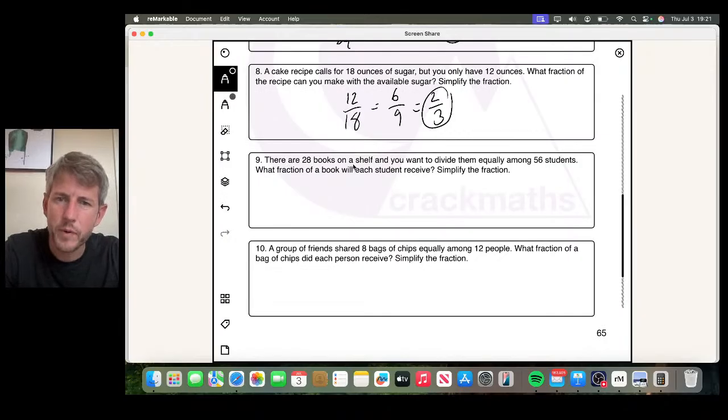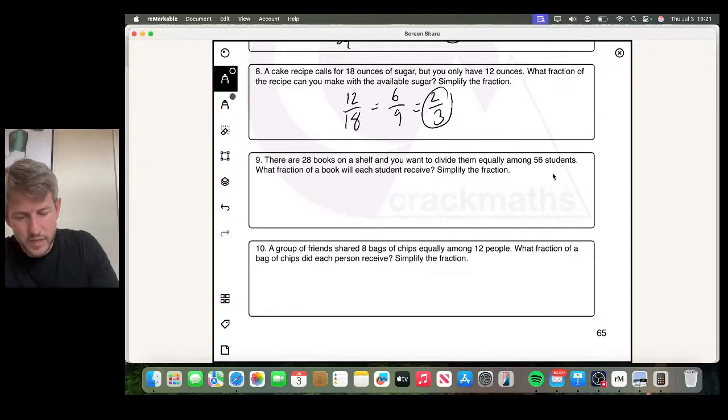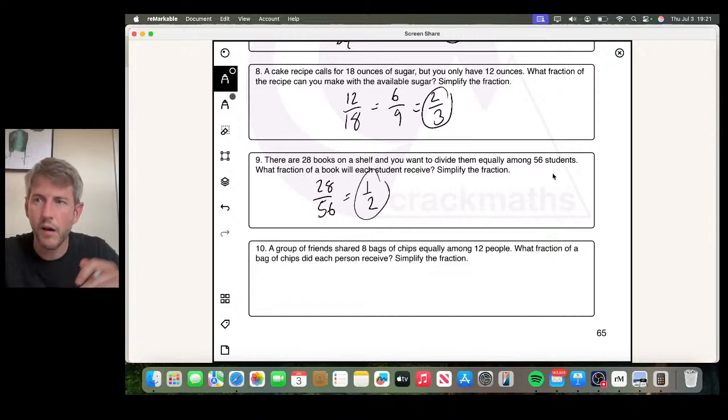Right, question 9. There are 28 books on the shelf, and you want to divide them equally among 56 students. What fraction of a book will each student receive? Simplify the fraction. So they're going to get 28 56ths, and I can see that 28 is a half of 56, so that would be a half.